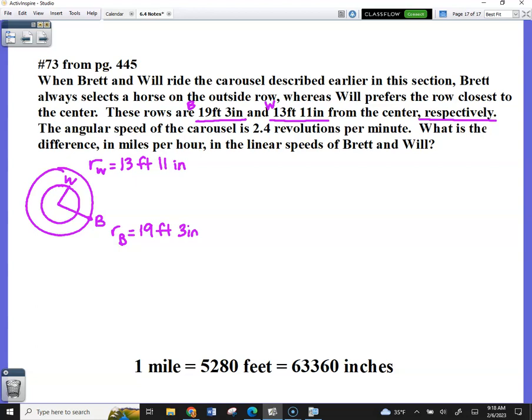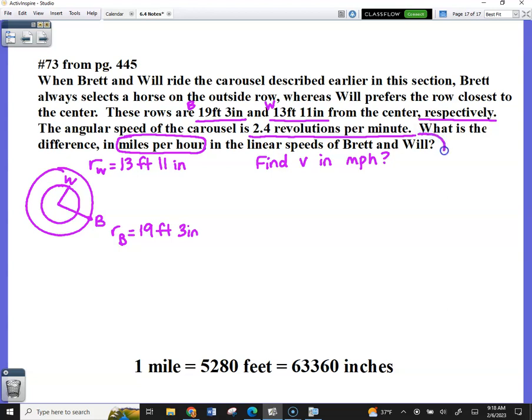They want the final answer in miles per hour. I'm just going to box this in so I'll remember. They want the linear speed in miles per hour. So my goal is to find the linear speed in miles per hour. Then they give you the angular speed, 2.4 revolutions per minute. They're giving you the angular speed of the carousel.